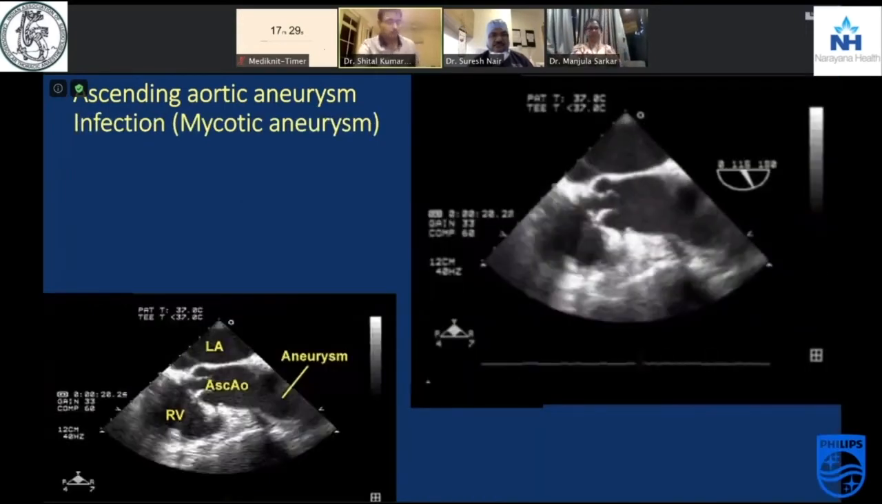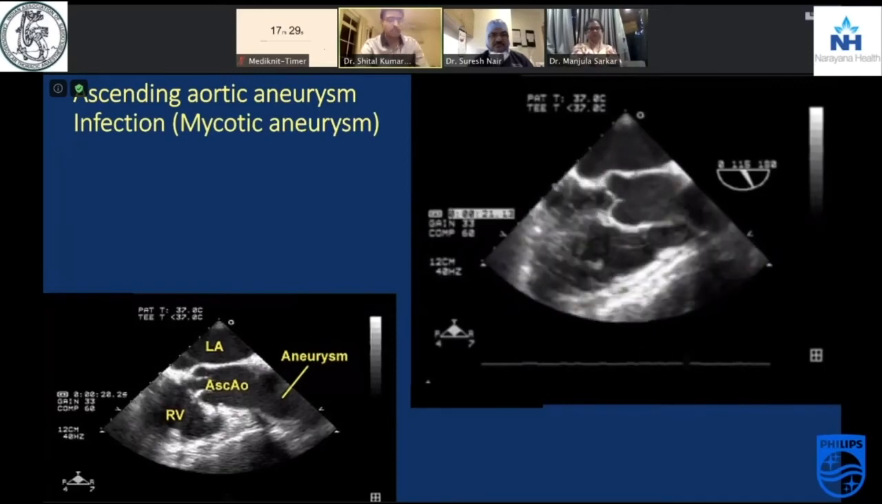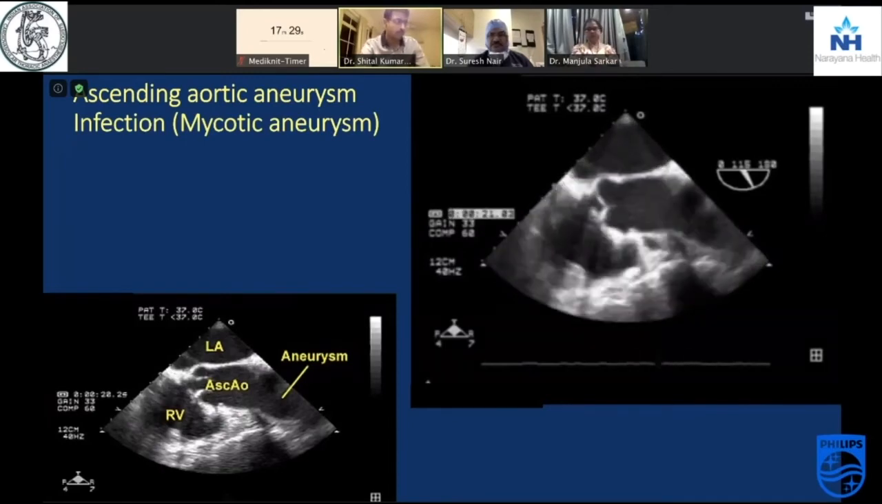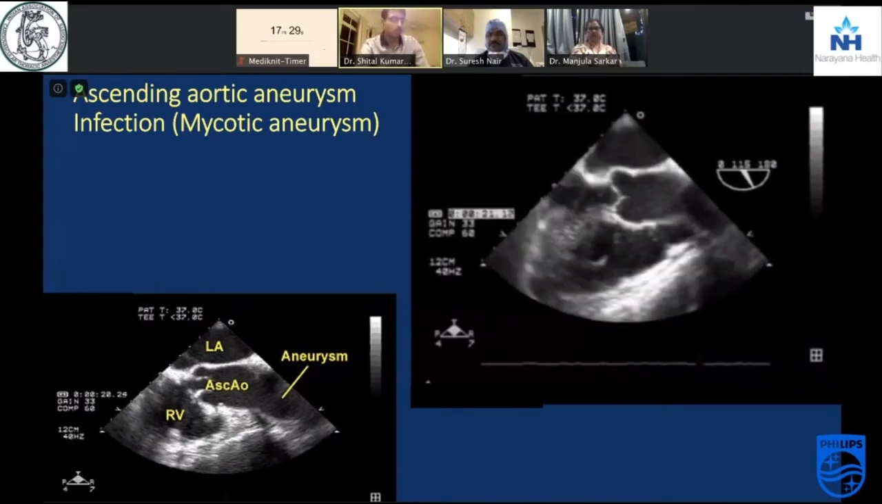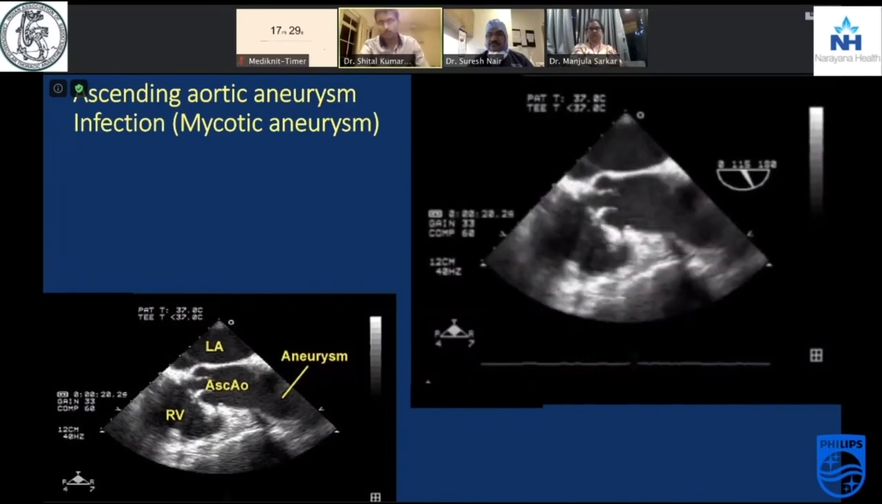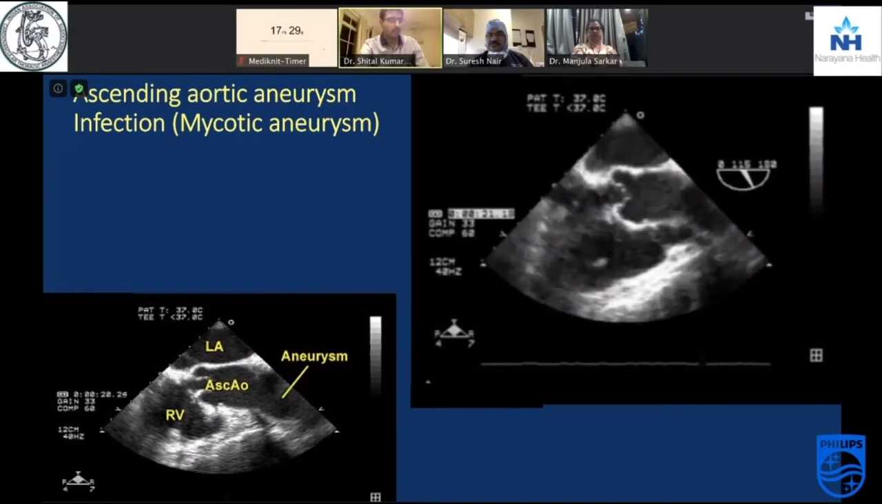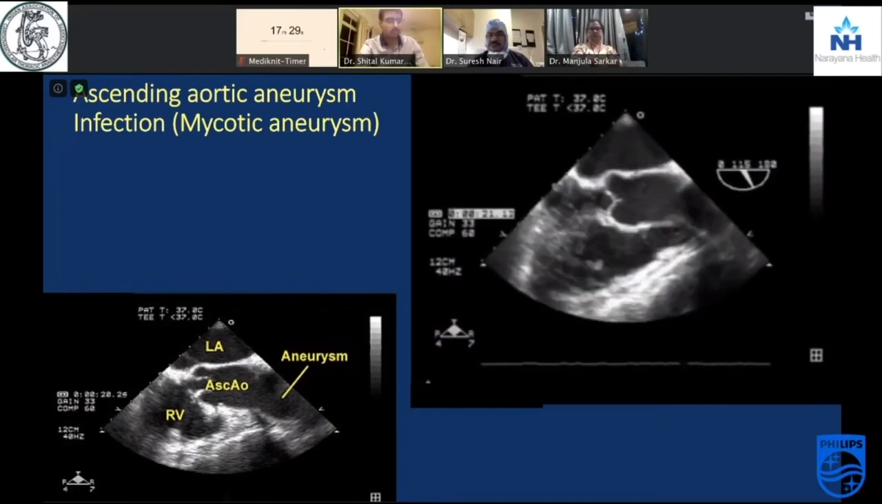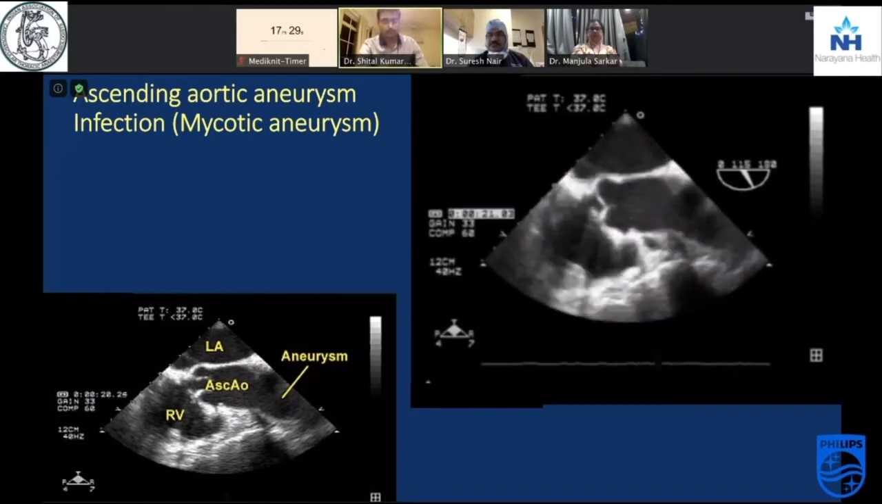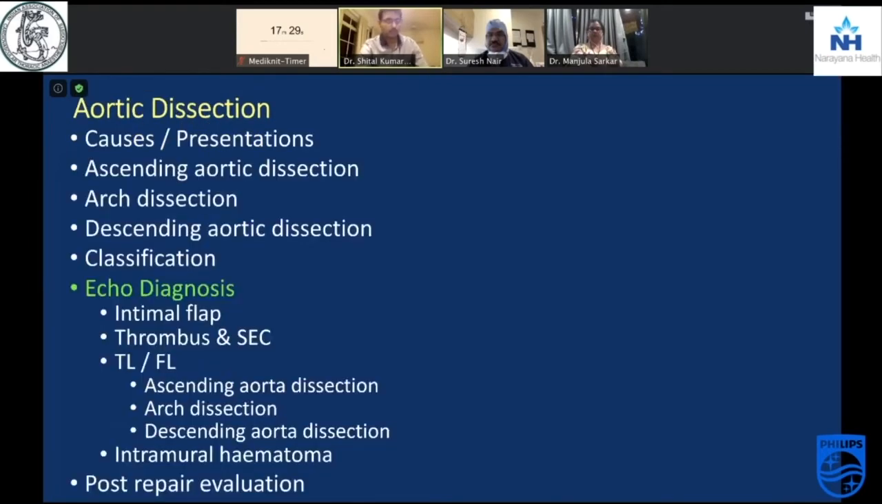Aneurysm can also be secondary due to infection, called a mycotic aneurysm. An infection will weaken the involved wall and it will dilate, and hence there will be a risk of rupture. It can be saccular, it can be discrete, and the wall of the aorta will be filled with necrotic debris, sometimes with a thrombus. And the most common is a syphilitic mycotic aneurysm. So that was all about aortic dilatations and aneurysms.